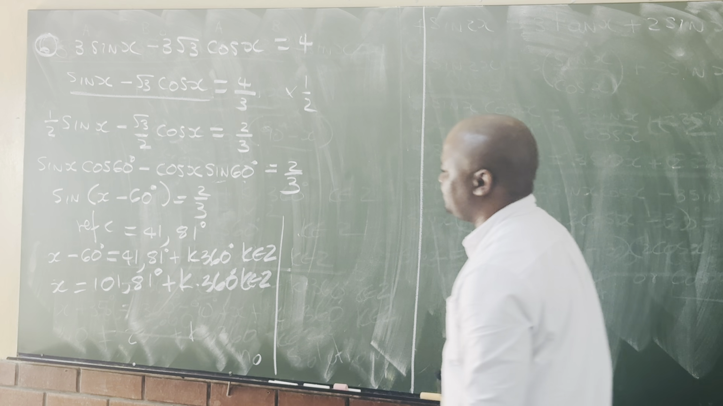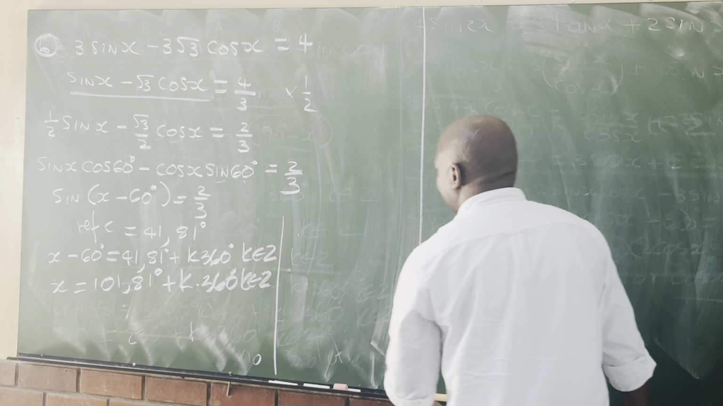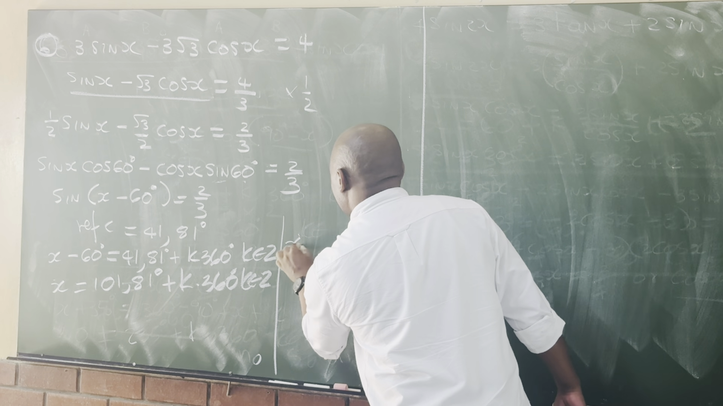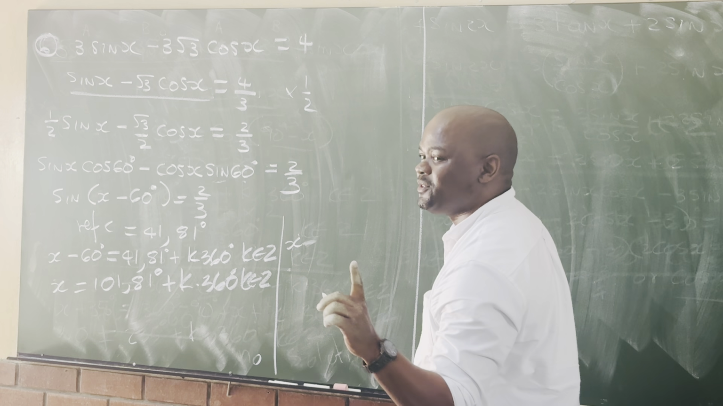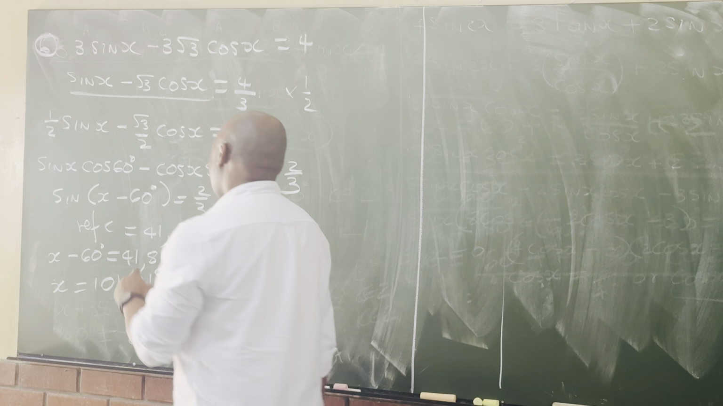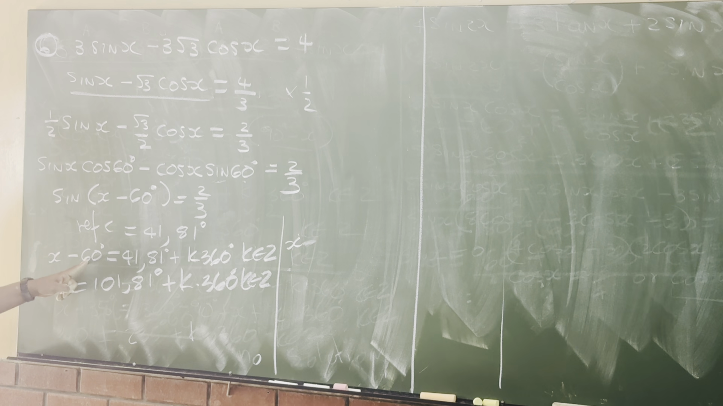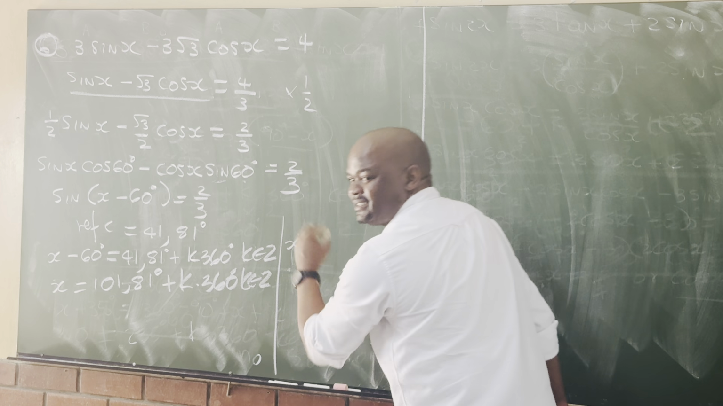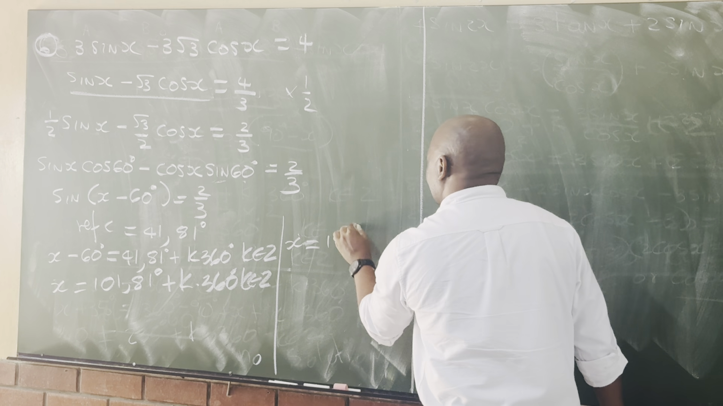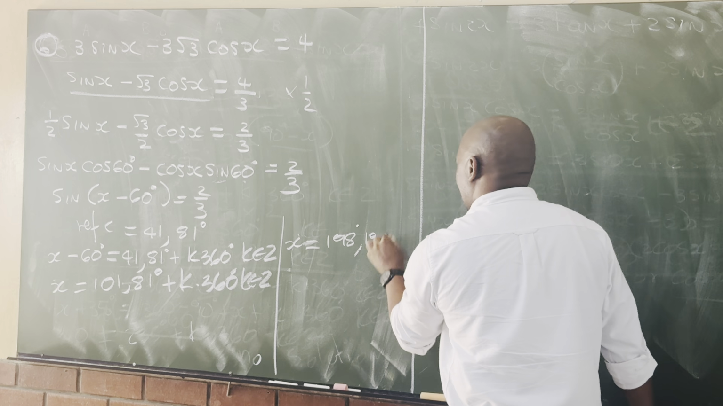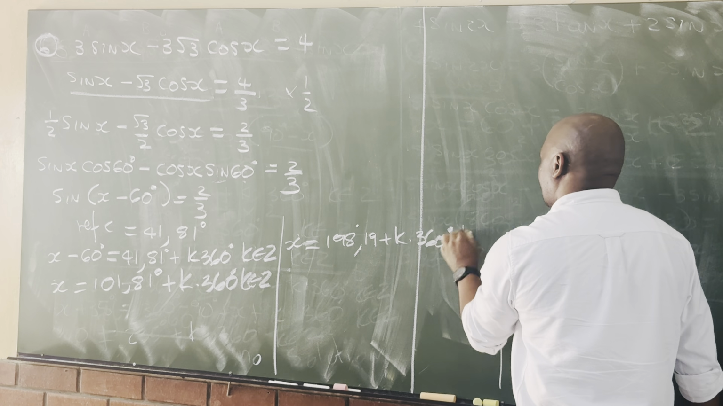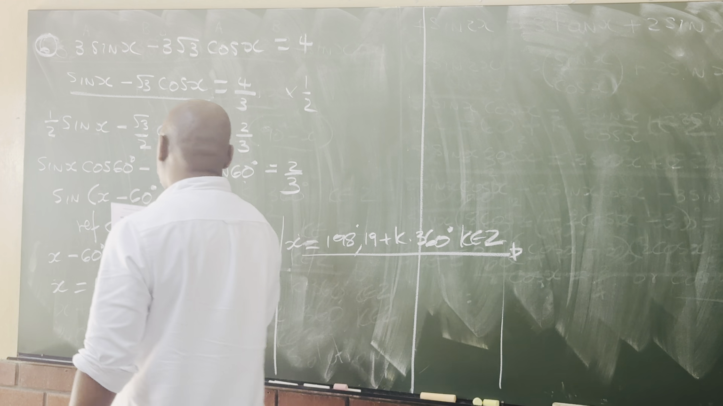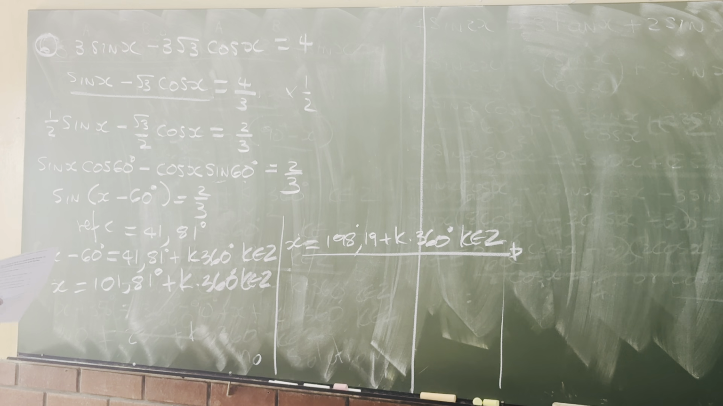And then our second solution, what will be our second solution? Second quadrant. So in the second quadrant, we are going to say x minus 60 equals 180 minus 41,81, then plus 60, which will give you 198,19. Then plus k times 360, where k is an element of integers. This will be the second solution. And then you get your full marks. Okay?